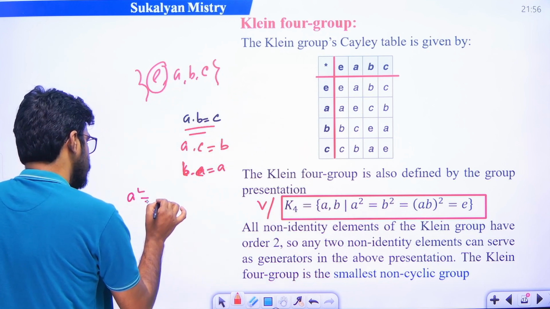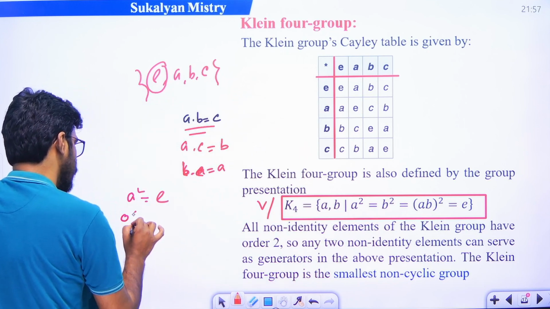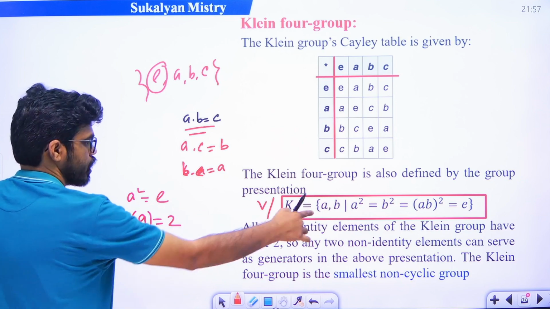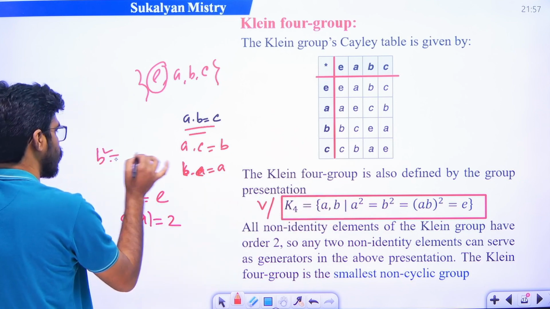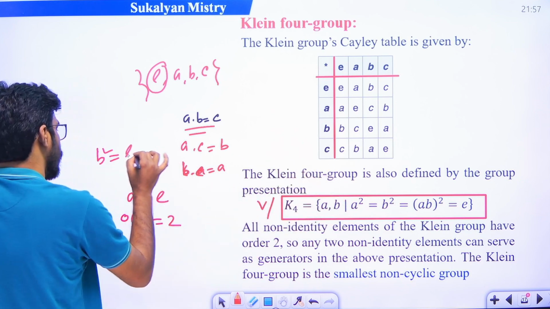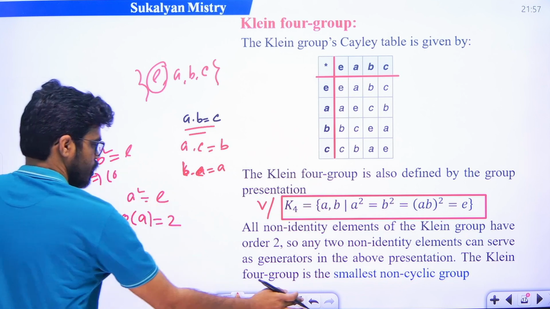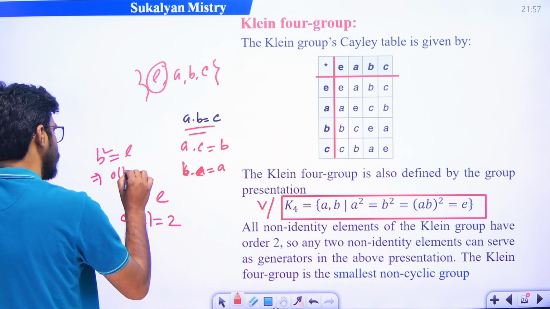A square is equal to E. That means order of A is 2. B square is E. How is it defined? B square is E, that means order of B is 2.